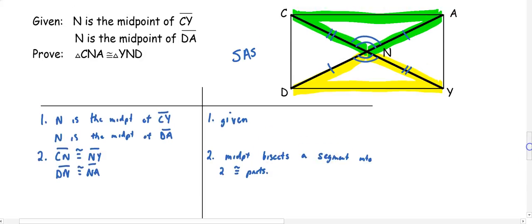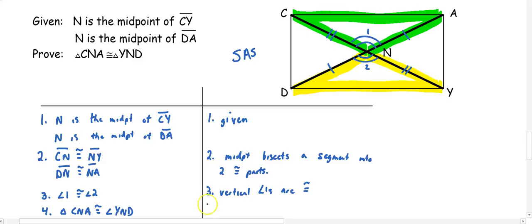Then remember, because it's a bow tie problem, we also have vertical angles. So step three, I can give these angles numbers. So angle 1 is congruent to angle 2. And my reason is that vertical angles are congruent. And then our last step, we can say that the triangles are congruent. So triangle CNA is congruent to triangle YND. And our reason here would be side angle side.